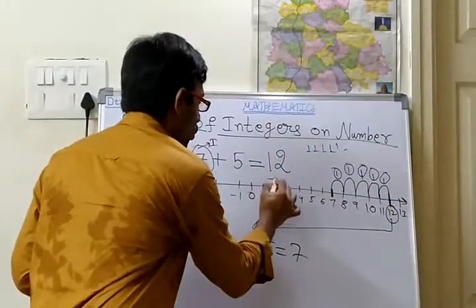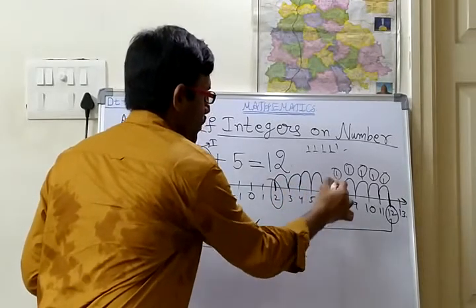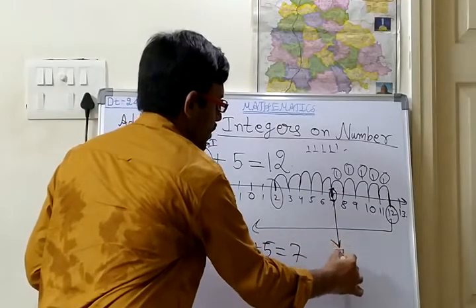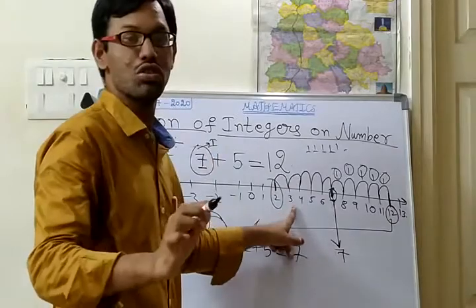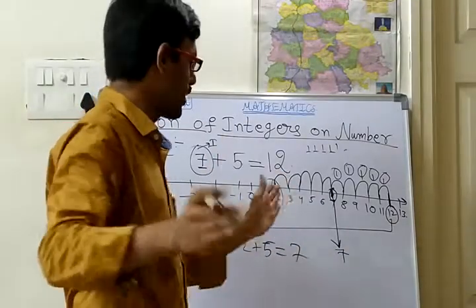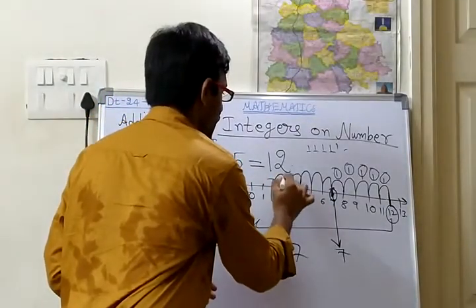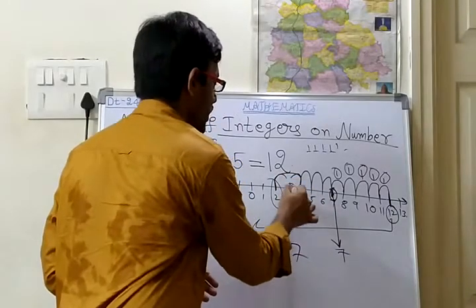So 1, 2, 3, 4, 5. After moving 5 steps, what is the number there? 7. After moving 5 steps, you are not supposed to skip any number. Skipping means to leave. Suppose you go directly from 2 to 4, you are leaving one number. Here you are leaving 3.